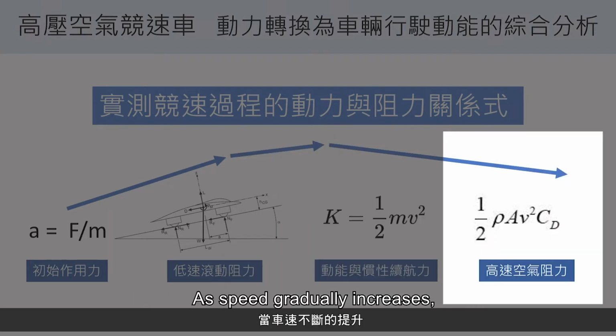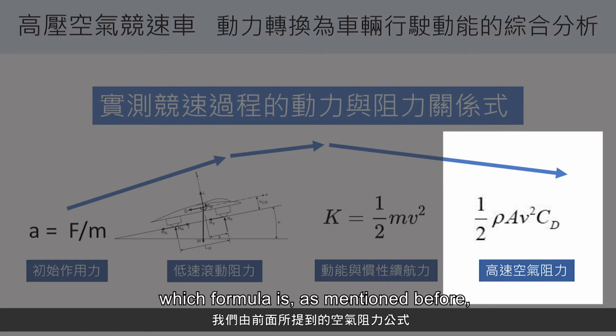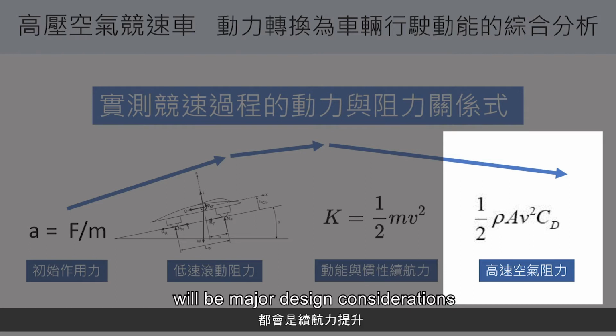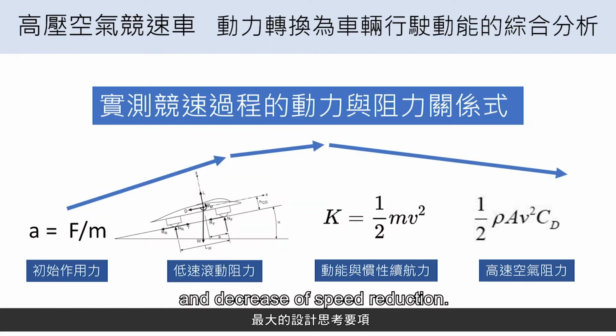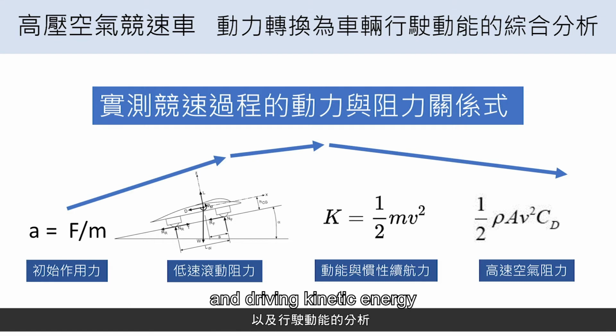As speed gradually increases, the air resistance will be the biggest resistance faced by the vehicle, which formula is, as mentioned before, rho times A times V squared times CD divided by 2. The improvement of vehicle speed, the design of the vehicle body, and driving stability will be major design considerations for the improvement of endurance and decrease of speed reduction. The analysis of the compressed air racing car's power and driving kinetic energy is a complex dynamic variable.